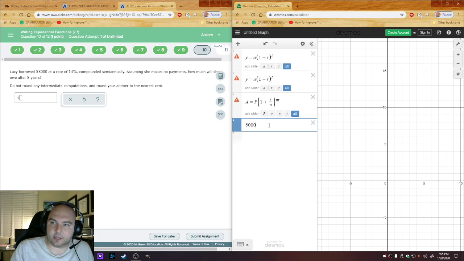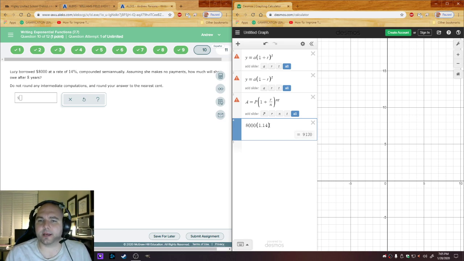So $8,000, the initial amount, it's adding 14%. She's got to pay back $8,000 plus additional money. So this is actually exponential growth. The amount of money she needs to pay is growing. So I'm going to put 1.14 because it would be like having 1 and then also having an additional 14. I could have put 1 plus 0.14, I guess. Not a big deal.